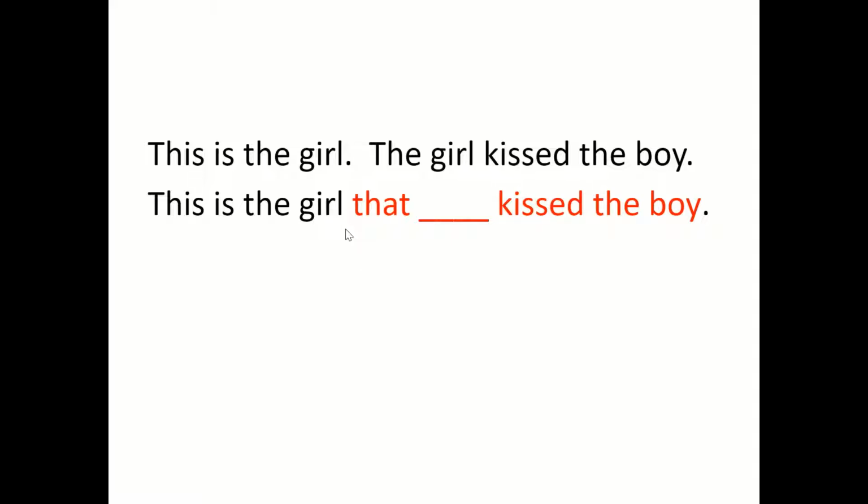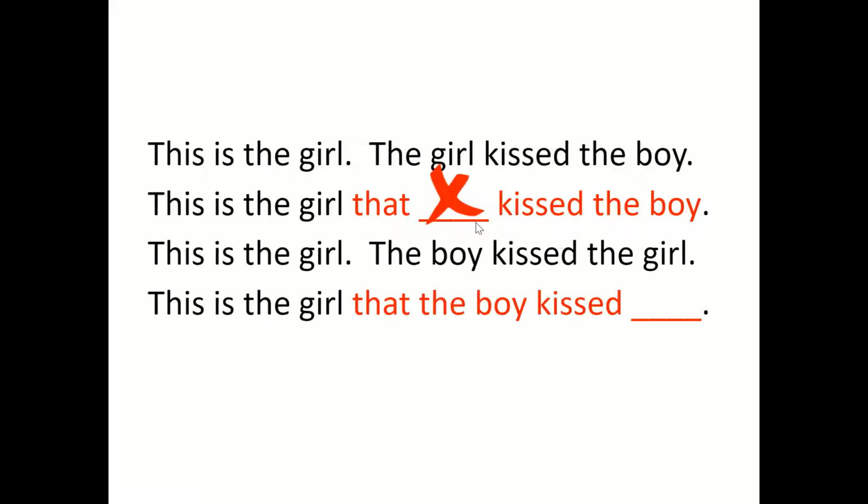But in the subject case, the subject slot here is left blank. This is the girl that kissed the boy. So we have that, but then there's nothing else here in the subject slot. It's left blank. Here in the object slot, we have, this is the girl that the boy kissed. So we have that here, but then nothing in the object slot.